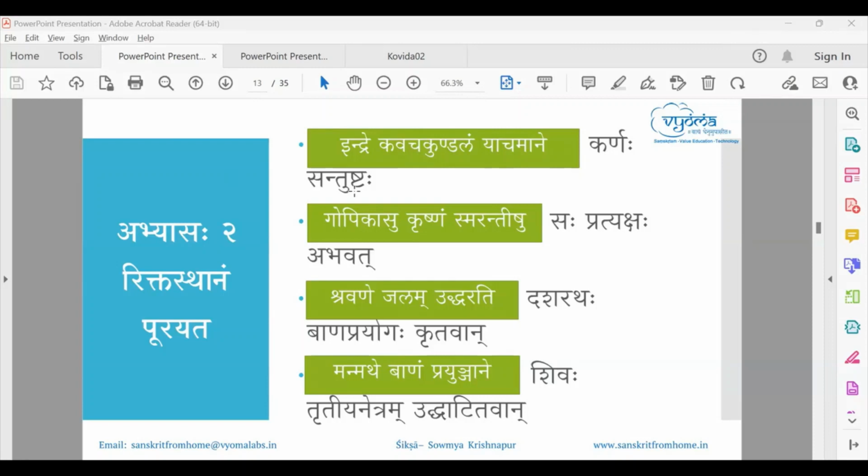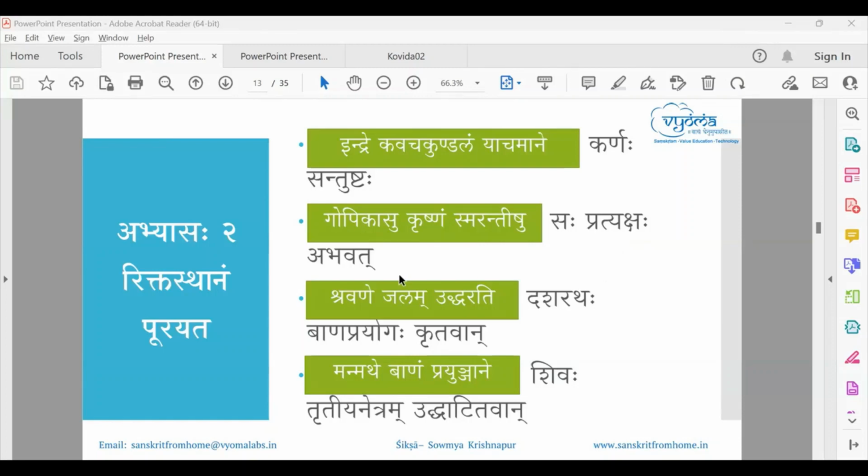Yes. Gopikasu Krishnam Smarantishu. Smarantishu iti Kimacharya? When they were thinking about Krishna. When the Gopikas were thinking about Krishna, Krishna came in front of the Gopikas. Yes, Saha Pratyakshaha Abhavat. He was Pratyaksha.